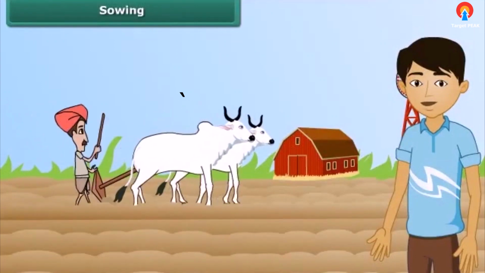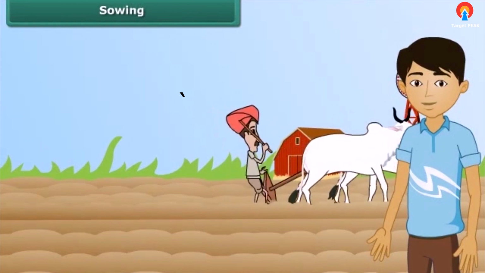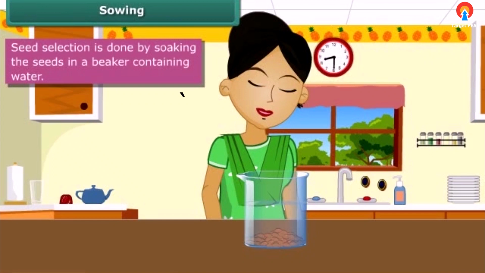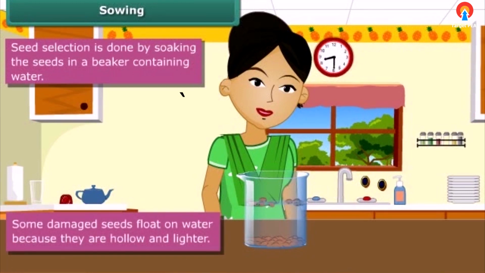Once plowing is done, the next step is sowing. Before sowing, farmers select good quality seeds to get high yields. Have you ever noticed your mother putting some grains in a vessel and pouring some water over them? What happens after a few minutes? Some seeds start to float. What is the reason behind this? Some damaged seeds float on water because they are hollow and hence lighter. Actually, this is a good method for separating good, healthy seeds from the damaged ones.